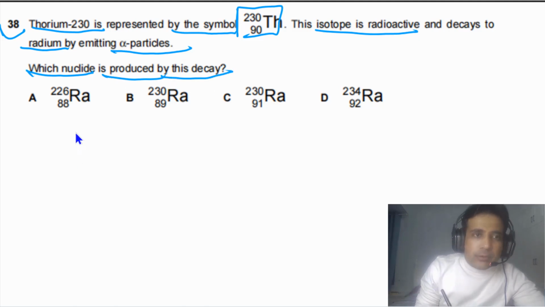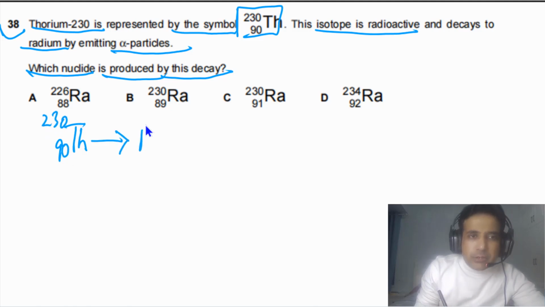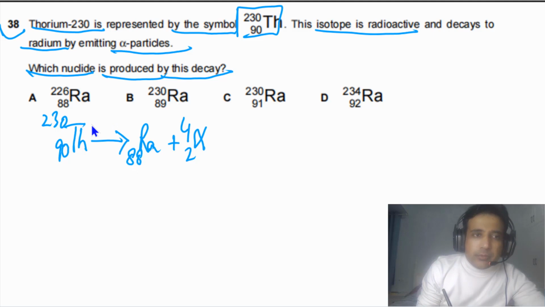First of all, in this case, we have thorium-230. This one is the parent nucleus. So simply we can label this one. And this decays to radium by emitting alpha particles. So here we have an alpha particle. We have 90 protons here, 2 here, so this one has to be 88, means the atomic number. And the mass number is 230, we have 4 here, so 230 minus 4 has to be equal to 226. So the answer for this question is A.